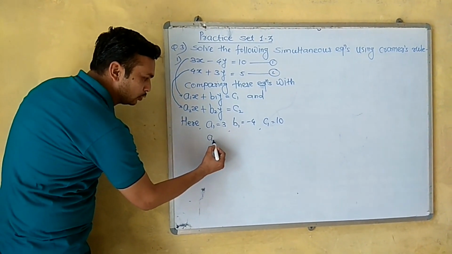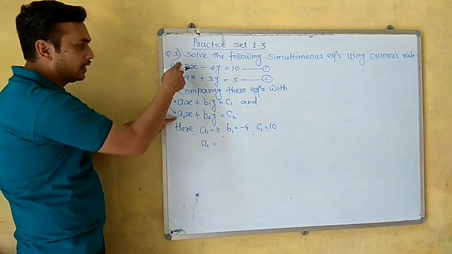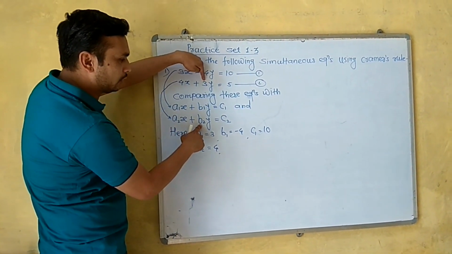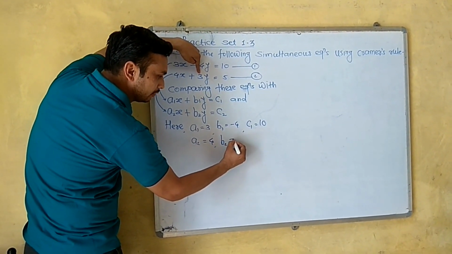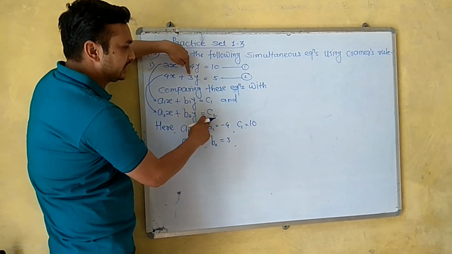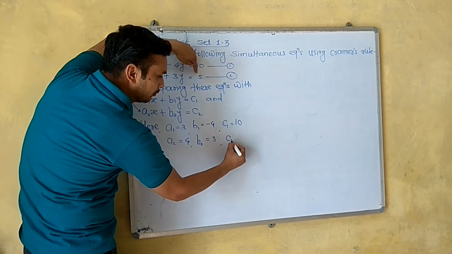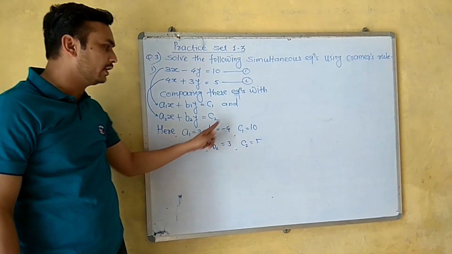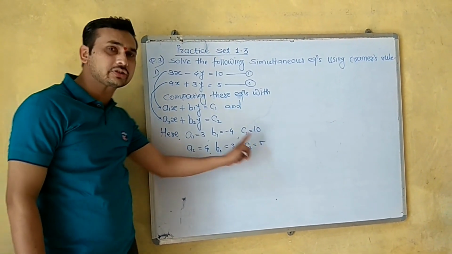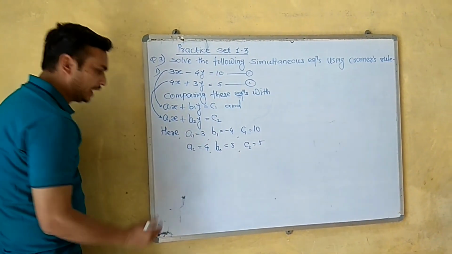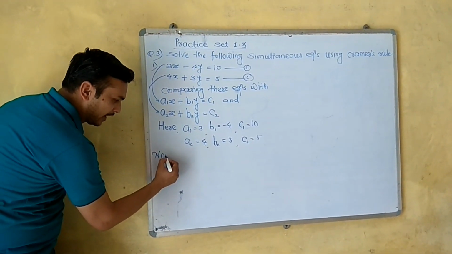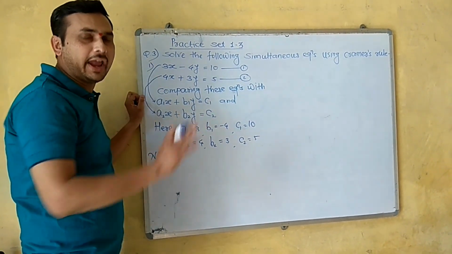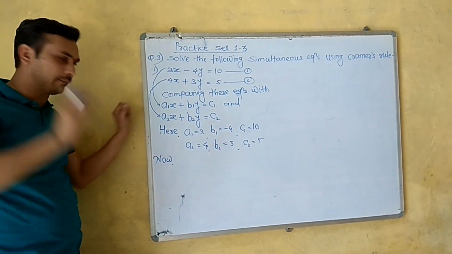a2 equals 4, b2 equals 3, and c2 equals 5. So these are the values of a1, b1, c1, a2, b2, c2. Now, let us find the values of D, Dx and Dy by using our formula.